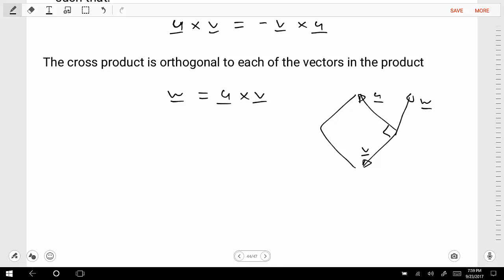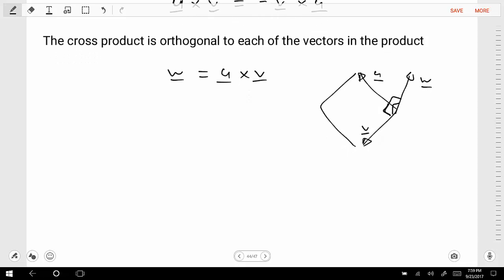So that indicates to us that there's 90 degrees between each of the vectors in this cross product. So if the cross product exists, then when we try to perform the scalar dot product of these vectors, we should find that the scalar dot product is equal to 0.